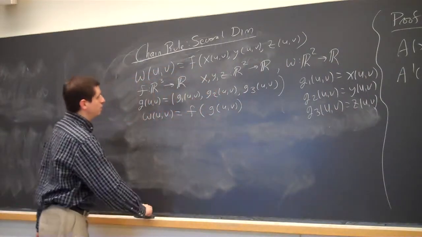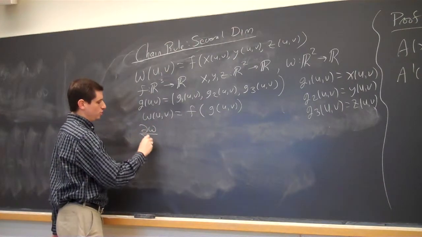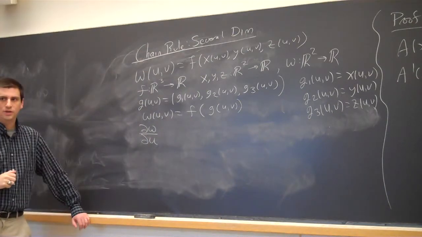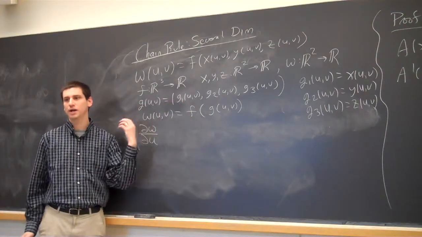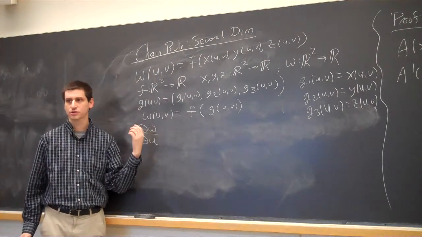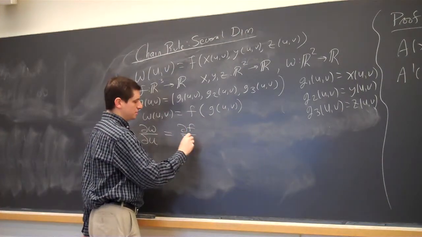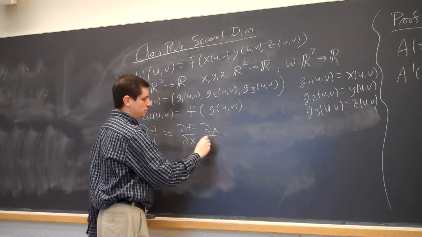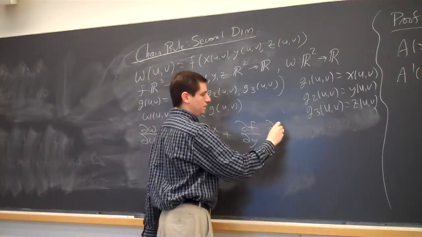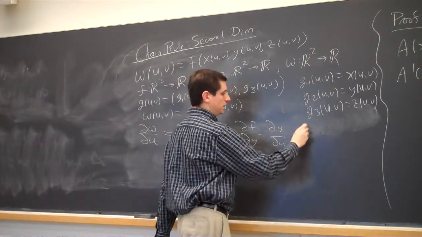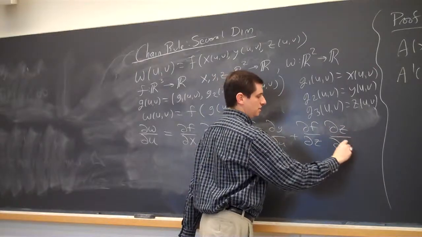So here is the statement of the chain rule. We want to calculate how W changes with U. So if you think about what this means is, I take W and I increase U by a little bit. And I want to see how things change. And so the chain rule says that this is equal to df dx dx du plus df dy dy du plus df dz dz du.